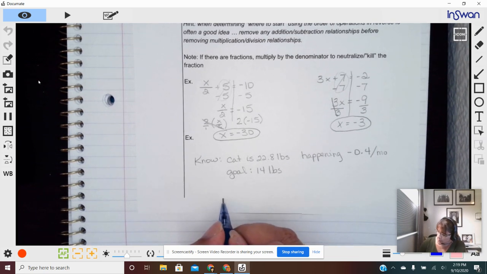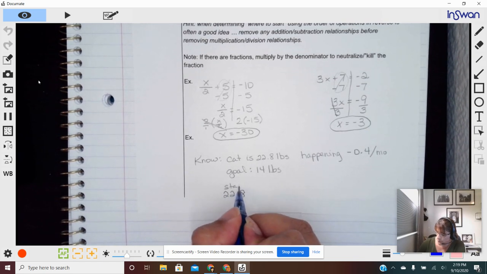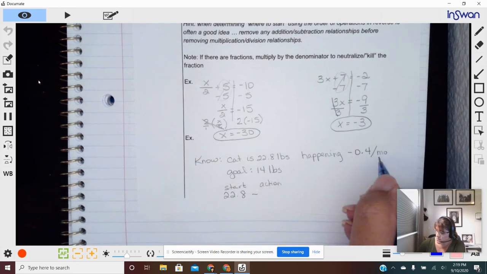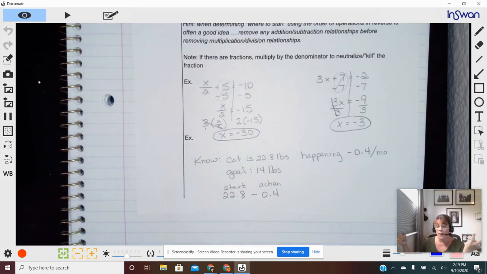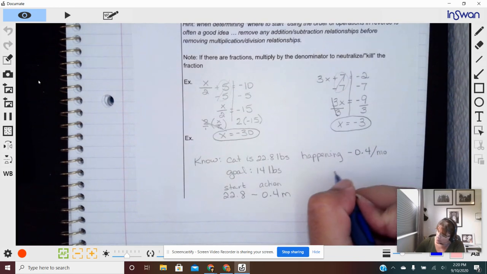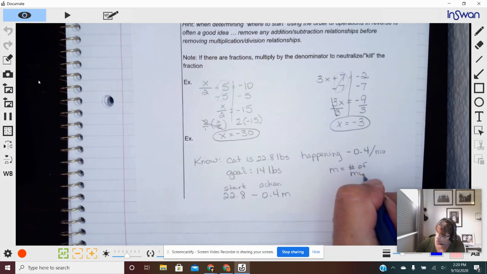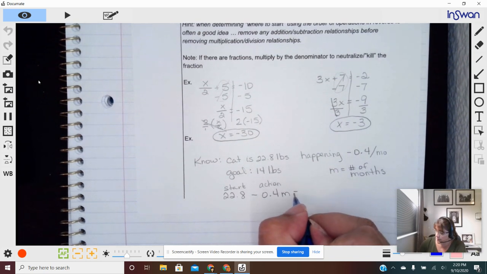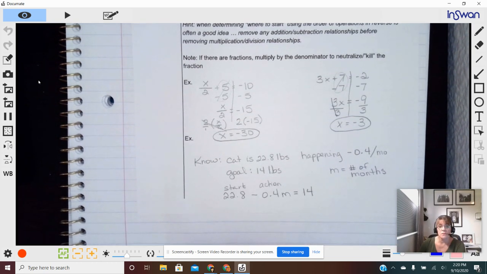And what if the numbers were bigger? So if we start with 22.8, and then we do the action, he's losing the weight, times I don't know how many months. So m equals number of months. And that's going to equal, because our cat is really well behaved and he's going to stay on his diet, 14 pounds. So now you have an equation.